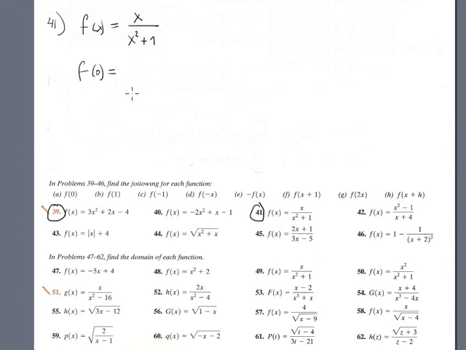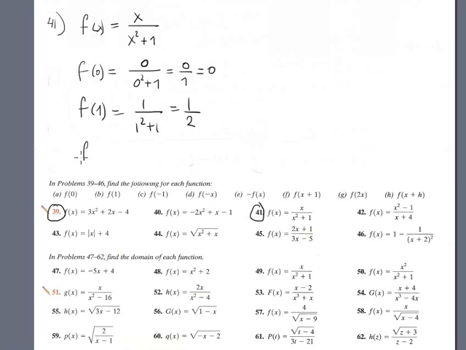Here 41, f evaluated at 0 is 0 over 0 squared plus 1, which is 0 over 1, which is 0. f evaluated at 1 is 1 over 1 squared plus 1. The 1 squared is 1, plus 1 is 2, so it's 1 half.